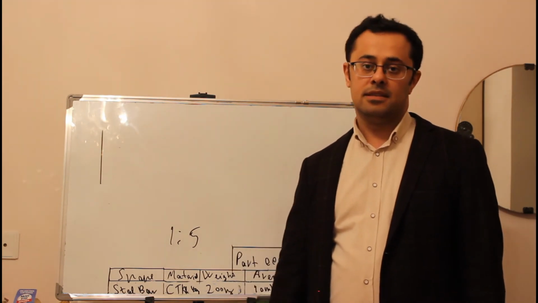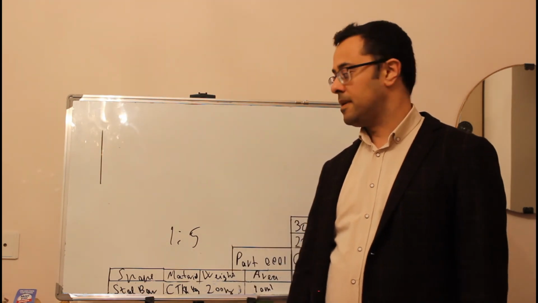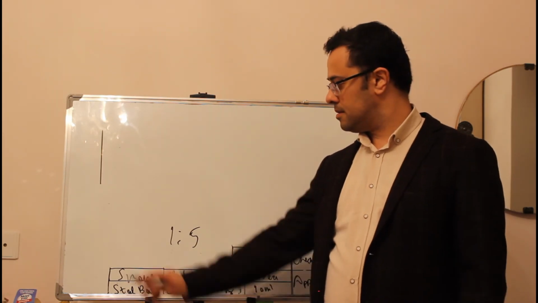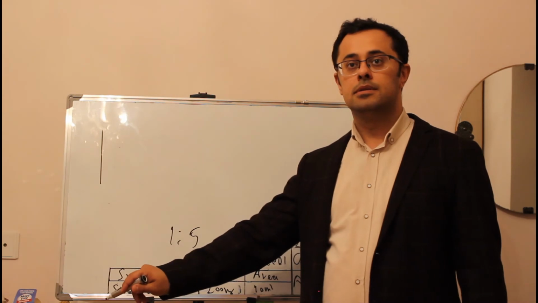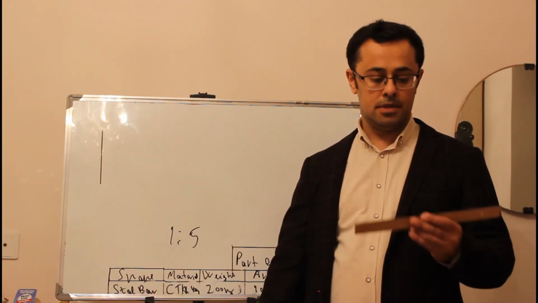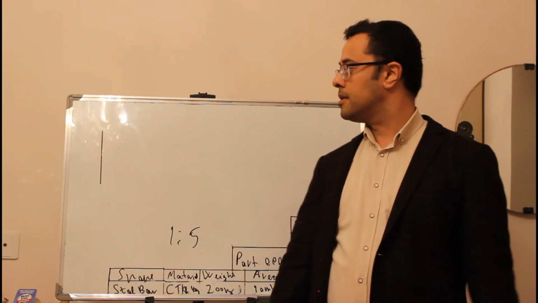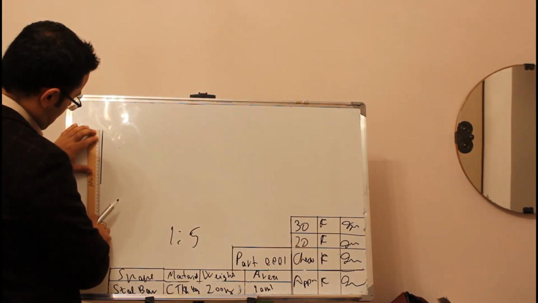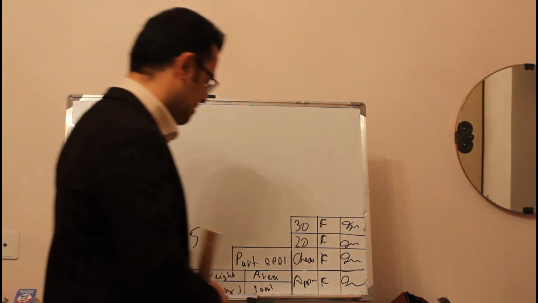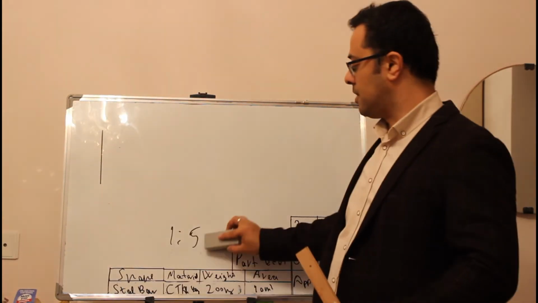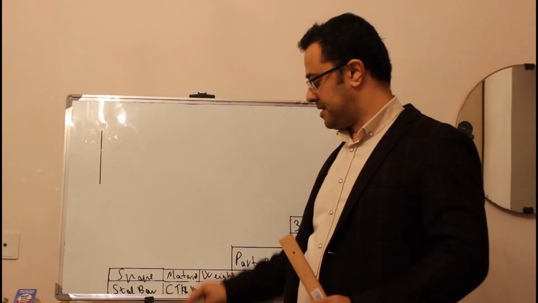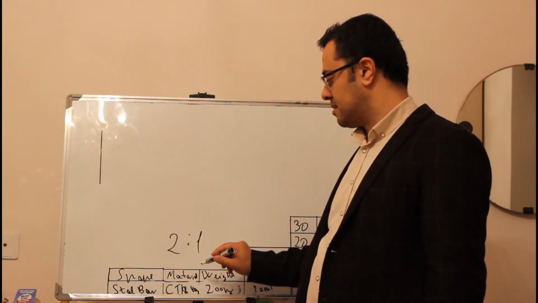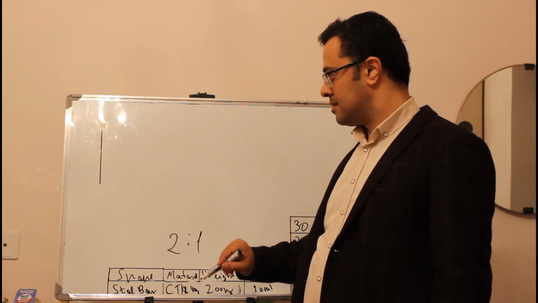3000 divided by 5 makes 600 millimeters. Wait, this is 160. I'm very sorry. It's not 1 to 5, it's actually different than that. It's 2 to 1.